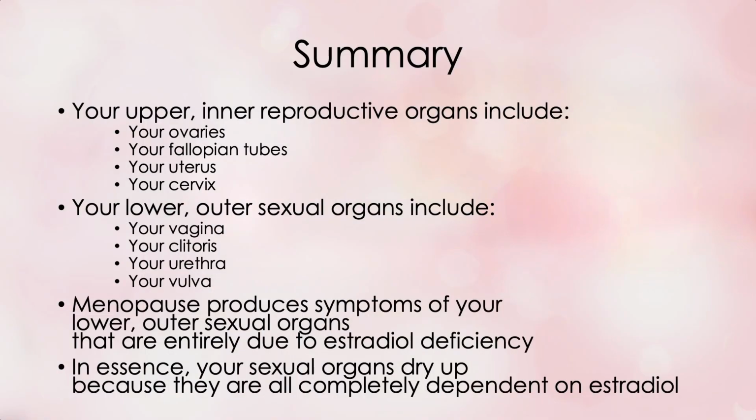Your upper, inner reproductive organs include your ovaries, your fallopian tubes, your uterus, and your cervix. Your lower, outer sexual organs include your vagina, your clitoris, your urethra, and your vulva. Menopause produces symptoms of your lower, outer sexual organs that are entirely due to estradiol deficiency. In essence, your sexual organs dry up because they are all completely dependent on estradiol.